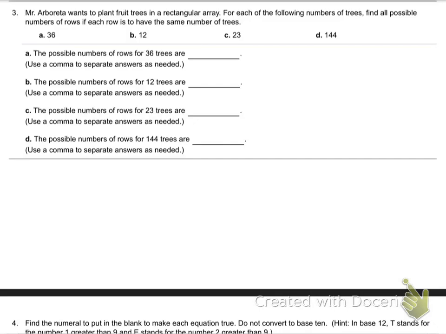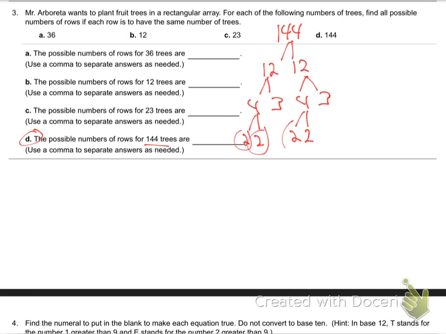So part D. 144. So if you break down 144, it's 12 times 12. You can use your calculator. 4 times 3, 2 times 2, 3. Same thing here. 4 times 3, 2 times 2, 3. So 1, 2, 3, 4 2s and 2 3s. So right over here, 144 is 2 to the 4th, 3 squared.